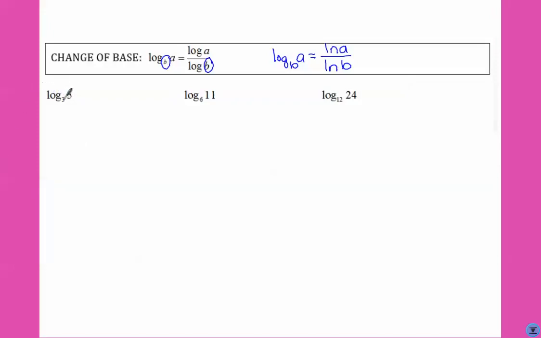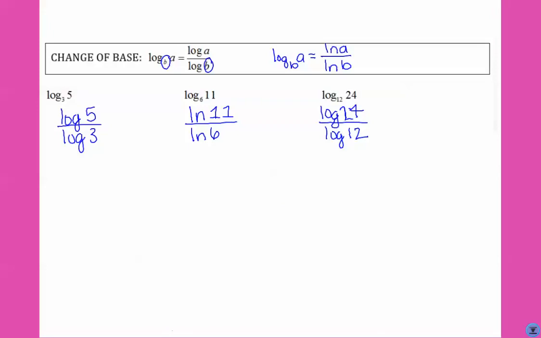So log base 3 of 5 would be log of 5 over log of 3. Log base 6 of 11, let's do it as natural log of 11 over natural log of 6. Will come out the same. Log base 12 of 24 would be log of 24 over log of 12.